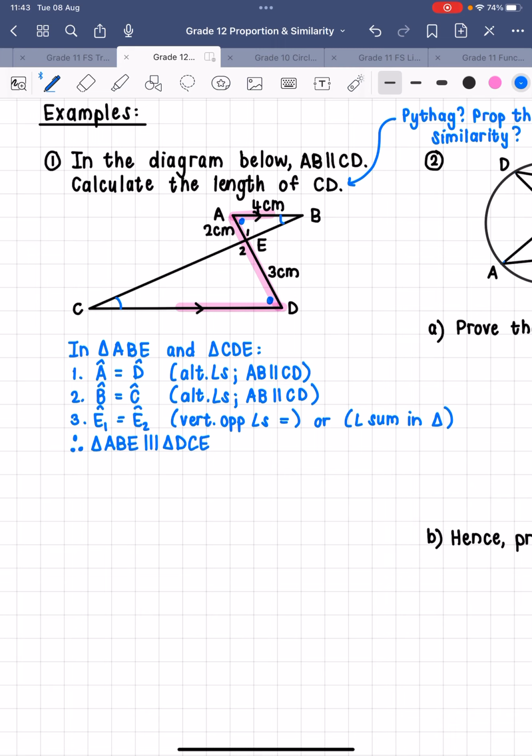If you switch these, it's fine. You can put them in any order as long as the order of your 2 triangles matches up. So if you said AEB, then you have to say DEC. Or BEA, you have to say CED. So it doesn't matter, just as long as the order in the 2 triangles is the same. Our reason is going to be angle, angle, angle.